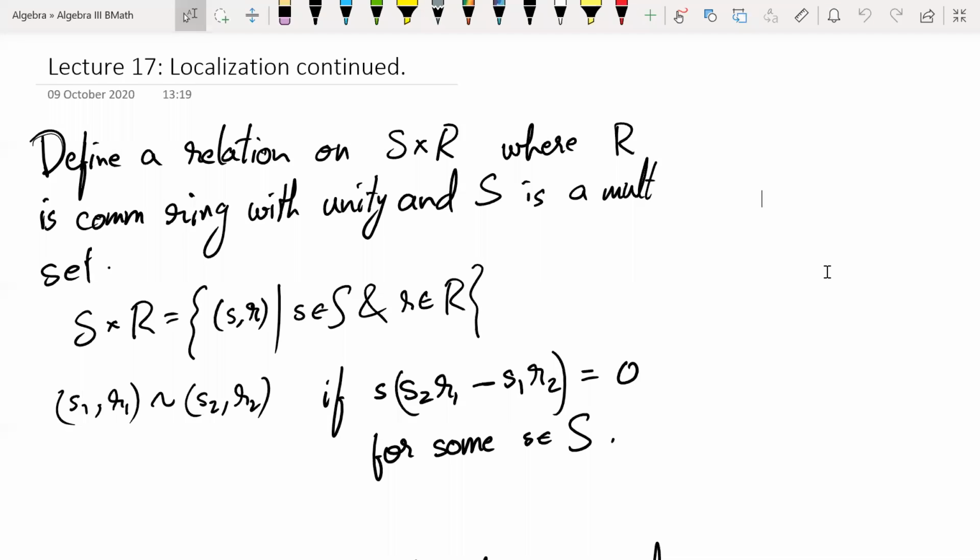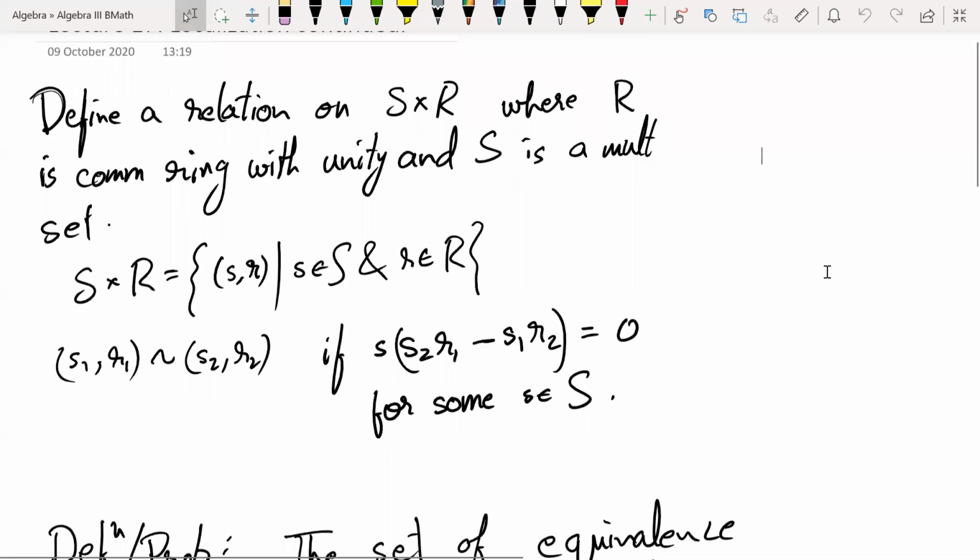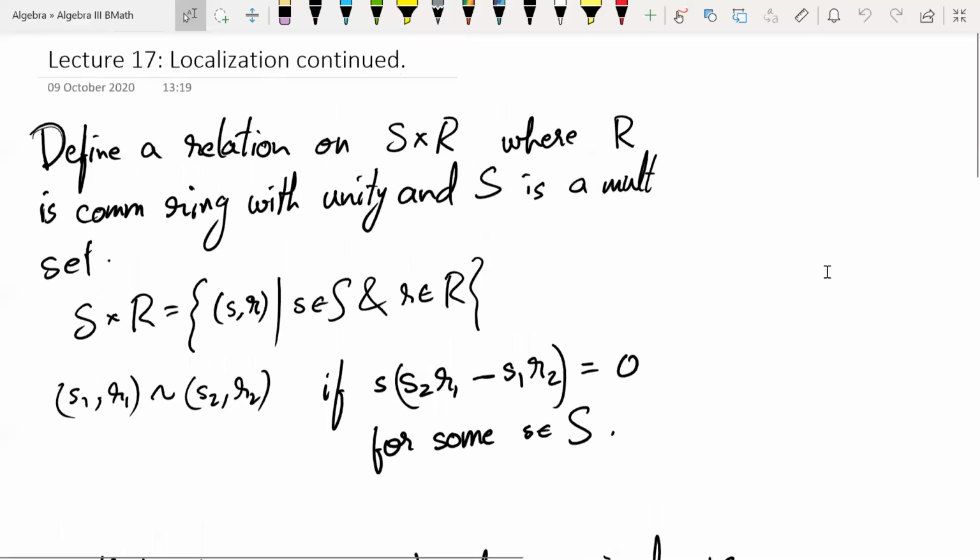Now if we have a multiplicative subset S of a ring R, then we can define an equivalence relation on the Cartesian product S cross R. The relation is defined by (s1, r1) is said to be related to (s2, r2) if s(s2 r1 minus s1 r2) is 0 for some s in S. If S consists of only non-zero divisors, this is equivalent to saying s2 r1 minus s1 r2 is 0 in R.